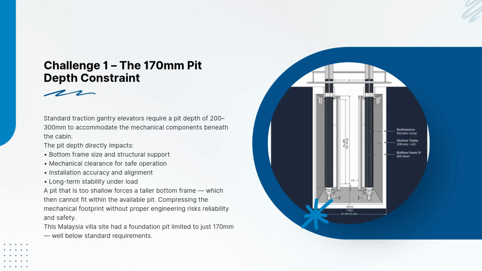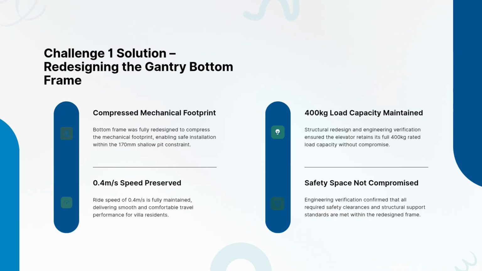Challenge one: the 300mm pit. The first issue was pit depth. A standard traction gantry elevator often requires around 500mm to 600mm of pit depth, depending on the structure and configuration. But this project only allowed 300mm for a gantry elevator. The bottom frame is important. It affects mechanical clearance, structural support, installation accuracy, and long-term stability. If the bottom frame is too tall, the elevator cannot fit the available pit. If the mechanical footprint is compressed without proper design, reliability may be affected.